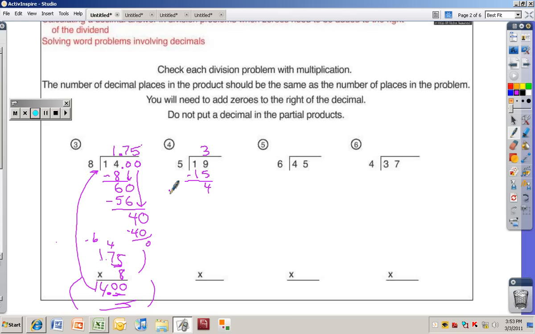So what do I have to add on to this 19 up here? Decimal 0, 0. Let's just try one 0 for right now, see if that helps. Bring the 0 down. Don't forget to put the decimal on the top. 5 goes into 40 how many times? 8. Does it go in evenly? Yes. 8 times 5 is 40. We could put that down here if we wanted to, but we know it's going to be 0.